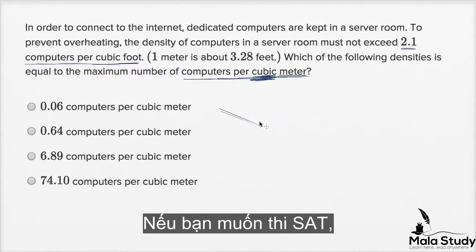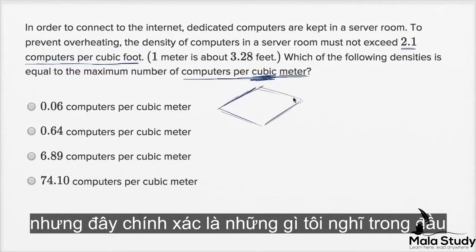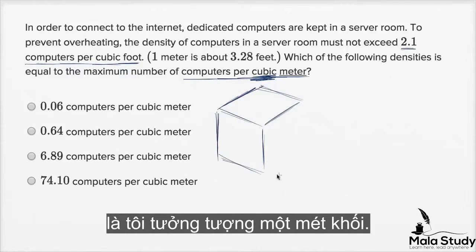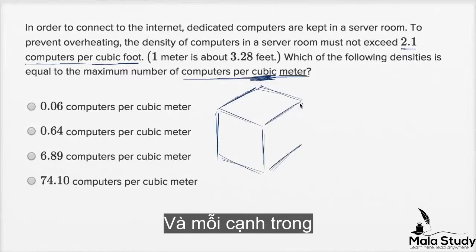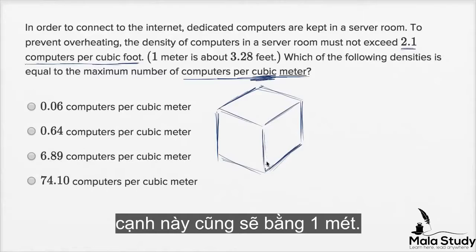If you're taking the SAT, you might not have time to draw a nice diagram, but this is literally what I am visualizing in my head when I first read that problem. I imagine a cubic meter. Along each of the 3 dimensions of 3-dimensional space, a cubic meter is going to be 1 meter by 1 meter by 1 meter. That's what a cubic meter is.